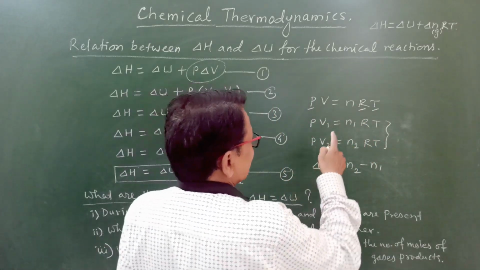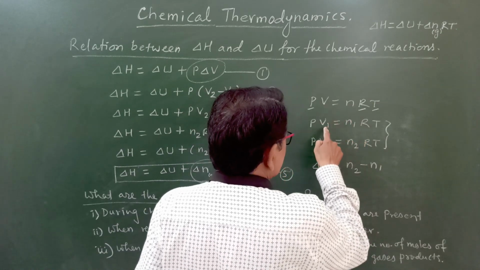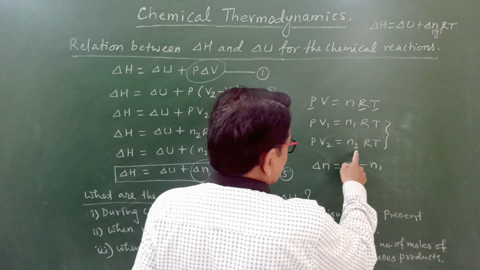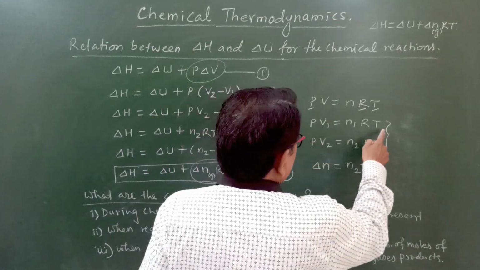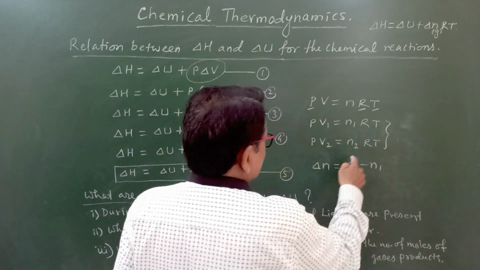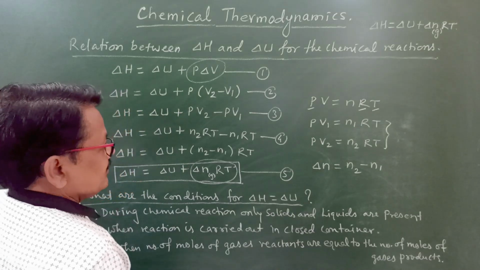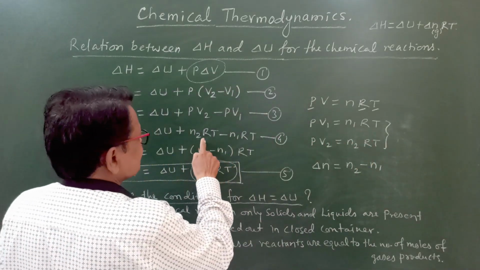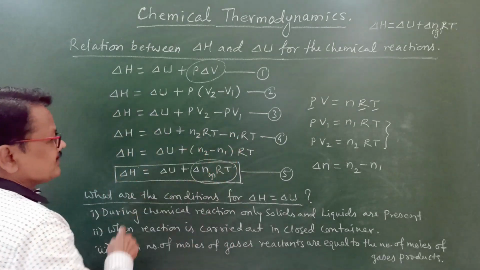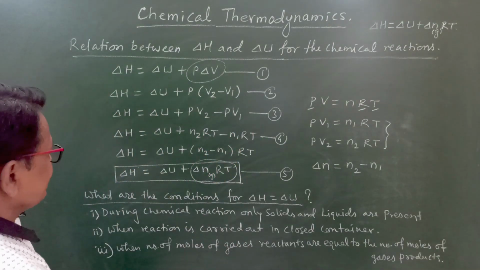The only change taking place is when the number of moles is N1, its volume will be V1, and when the number of moles is N2, its volume will be V2. PV1 is equal to N1RT, PV2 is equal to N2RT. So these values of PV1 and PV2 we should write here in equation number 3. We will get the next equation, 4.